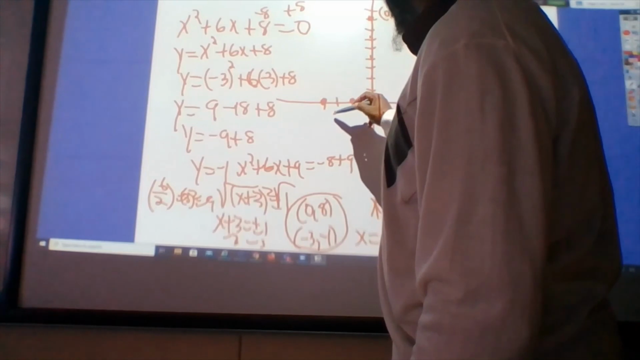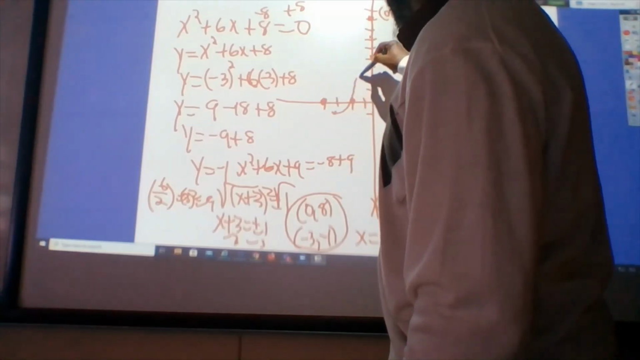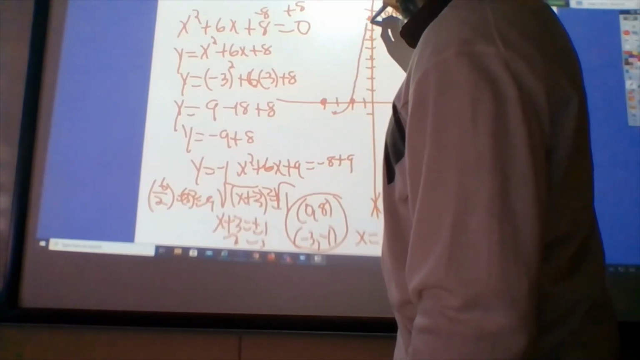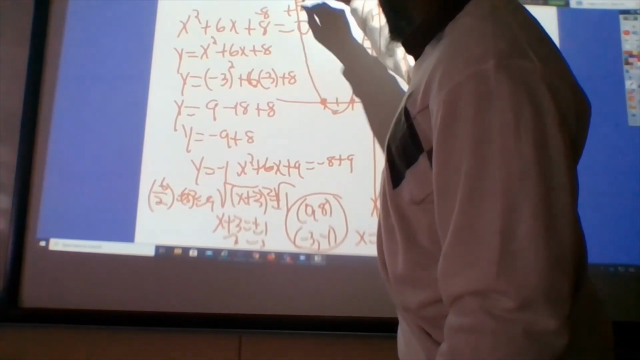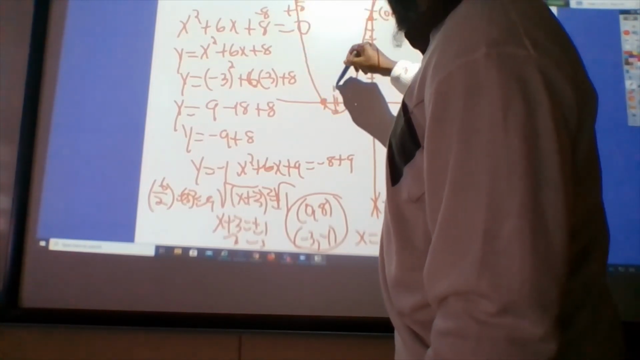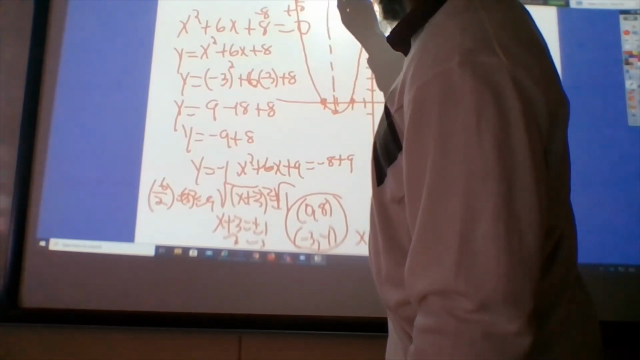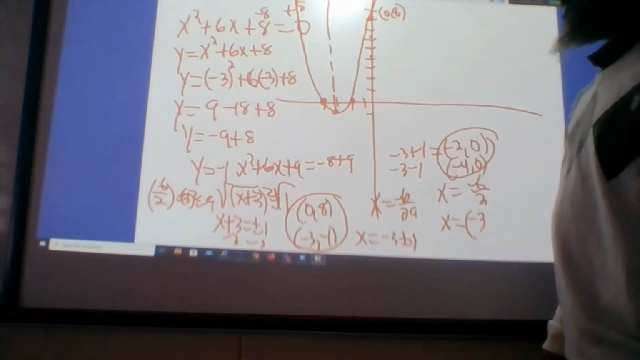Then I'm going to do this, starting from the vertex. You can only touch your intercept only once. It's where it touches and goes back again. And this is my U. And that will be my axis of symmetry. That's your graph. All right.